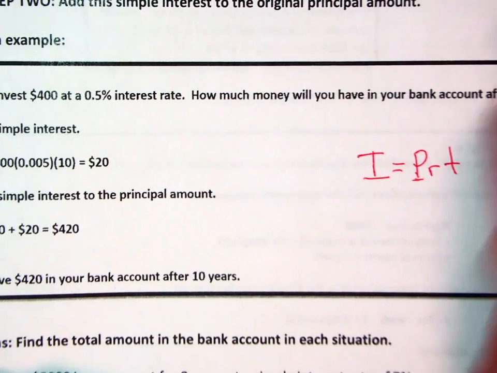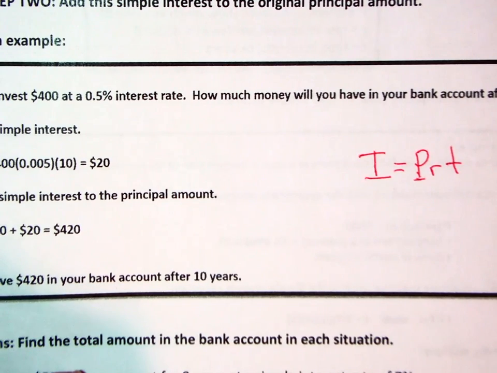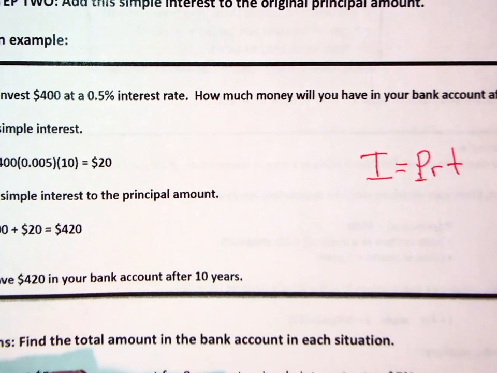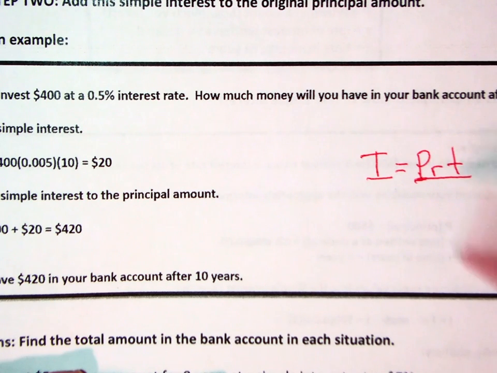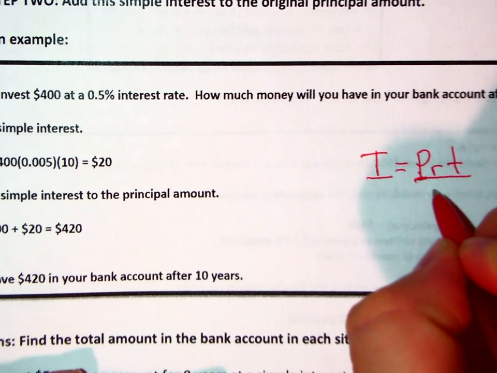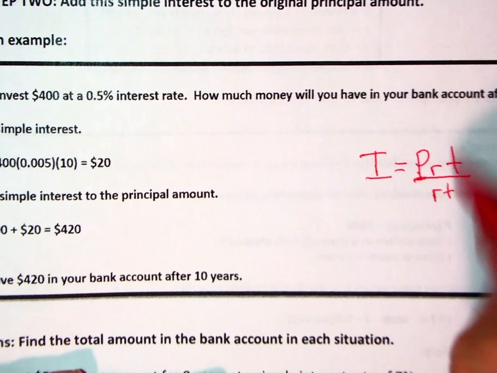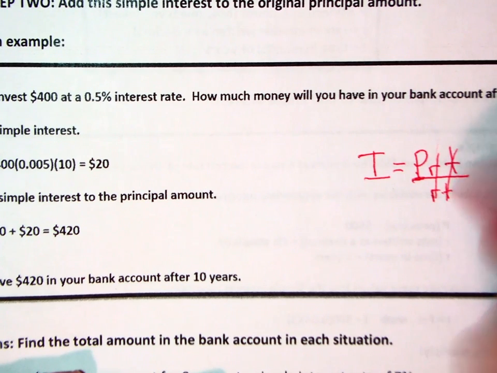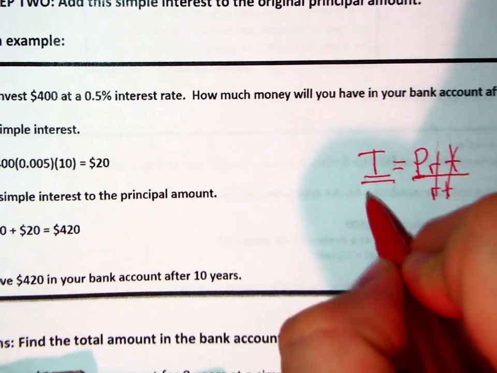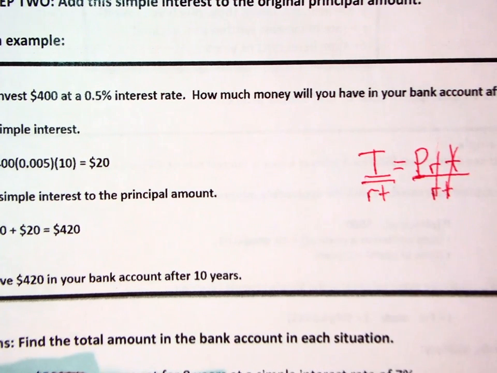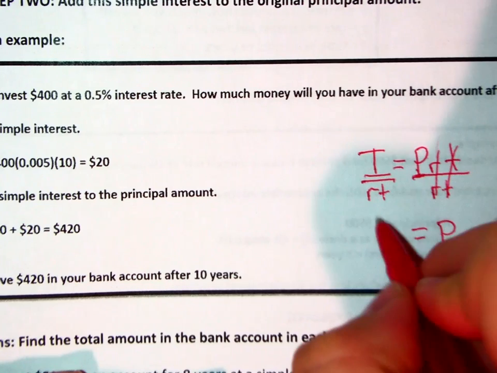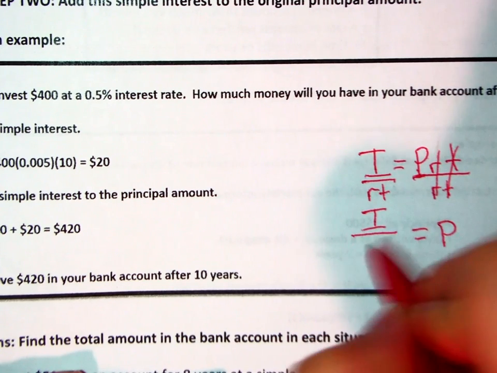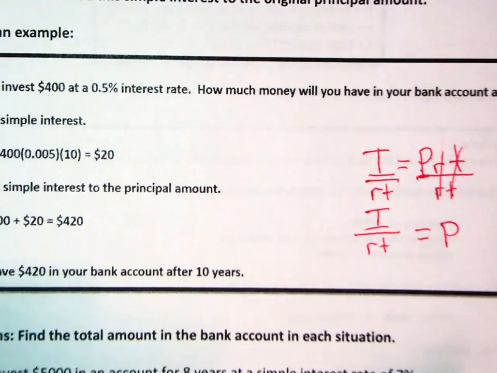So I could rearrange my equation by getting P all by itself. And I would accomplish that anytime we multiply, the inverse operation is division. So I'm going to divide by RT. RT cancels. Anything I do to one side of the equation, I have to do to the other side of the equation. So now I have P all by itself is equal to I over RT.